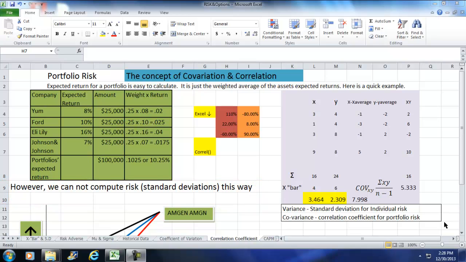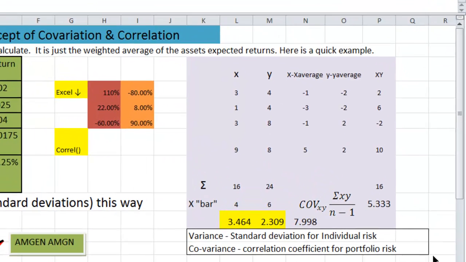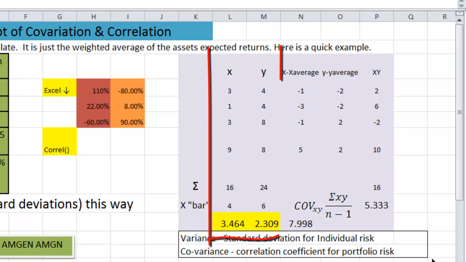When we put two stocks together, like if you read the notes for this week, the risk will always be lower except in one case. That's if the two stocks are perfectly positively correlated. So we're going to calculate this correlation coefficient in this gray box here. Now I'm going to use just two data points, X and Y.